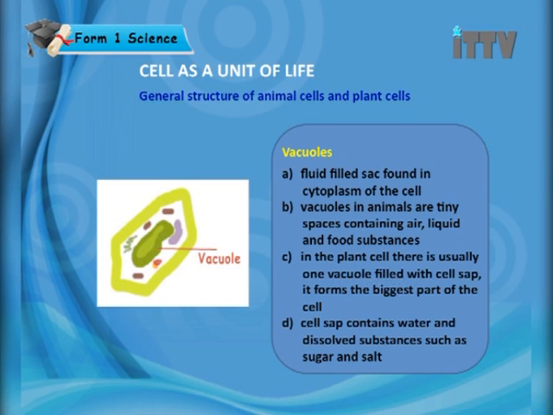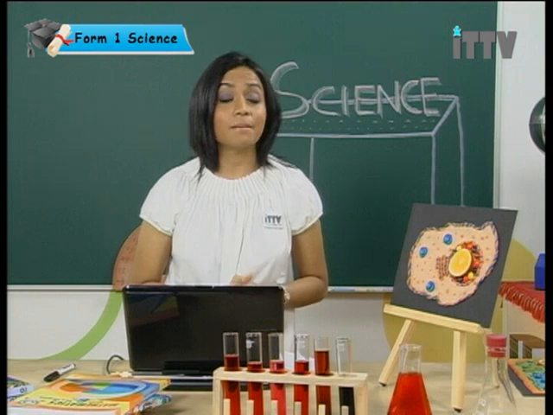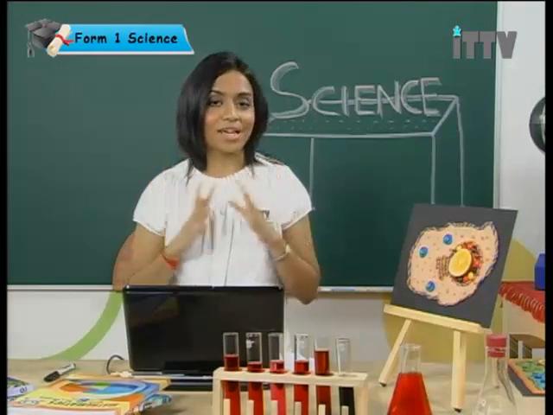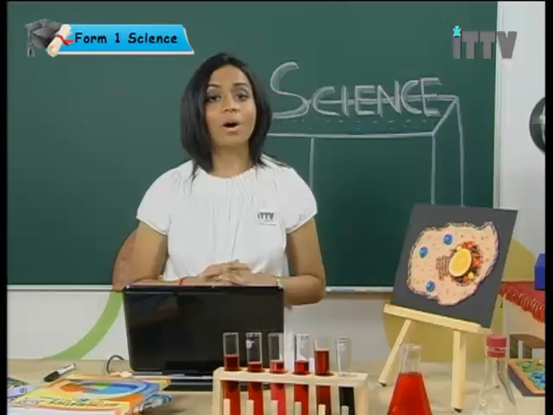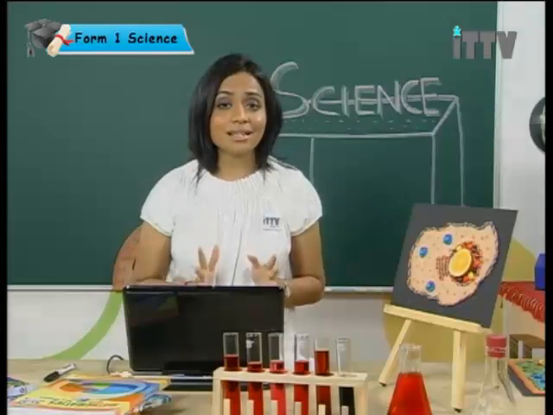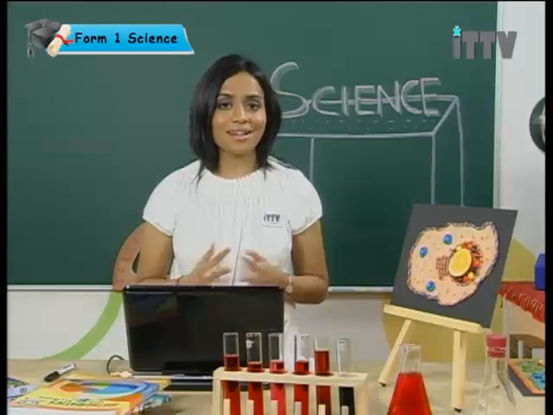Cell sap contains water and dissolved substances such as sugar and salt. So what is important to remember here? That the plant cell has a big vacuole and the animal cell has tiny small vacuoles. Now, the vacuole is actually the cell sap for the plant cell.